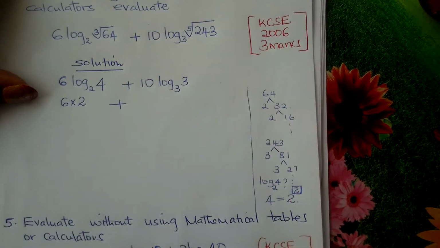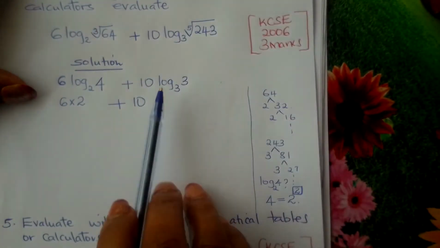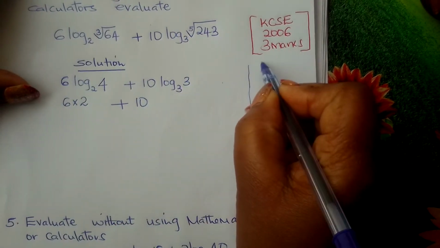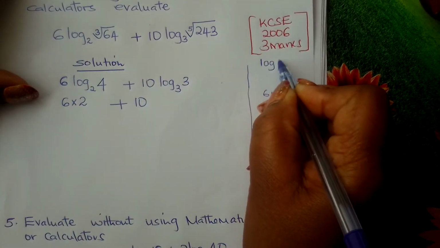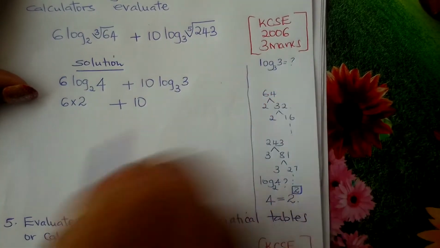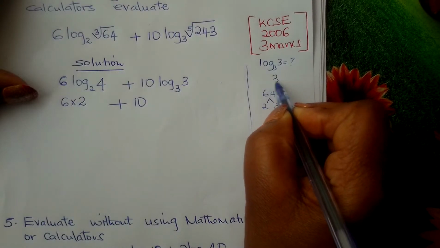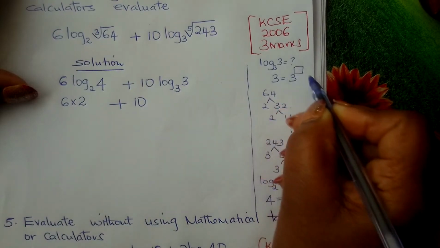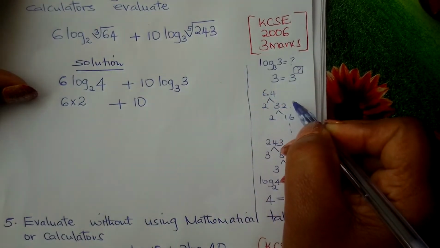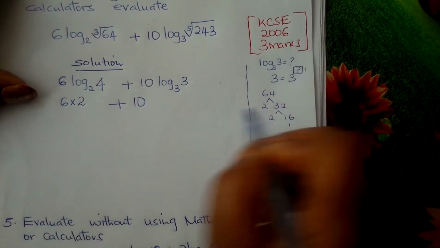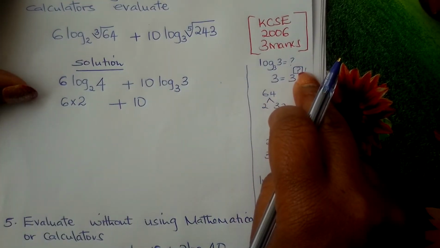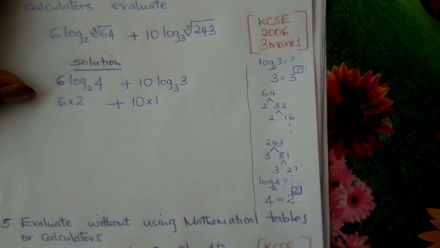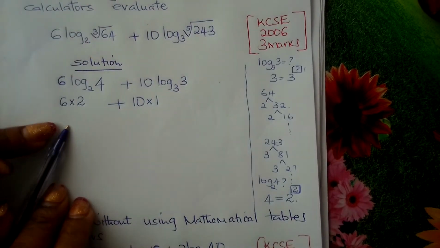Then you continue and write plus 10 times what? What is the logarithm of 3 to base 3? In other words, we are being asked, if you have 3, it is equal to 3 raised to what? Logarithm is a power. So it will be equal to 3 raised to 1. So the logarithm of 3 to base 3 is 1. Like that. So now things are simpler.